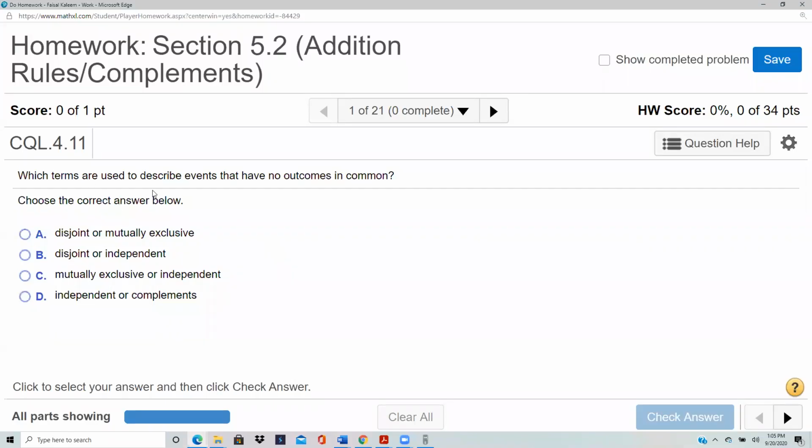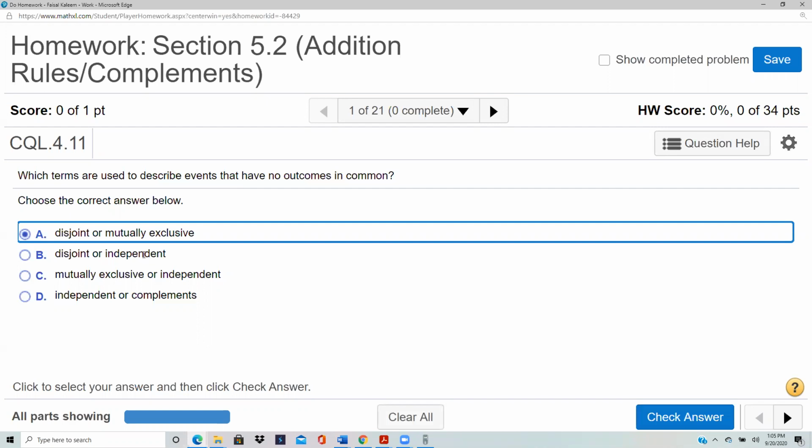Which terms are used to describe events that have no outcomes in common? So, the term that's used if two events have no outcome in common is disjoint or mutually exclusive.